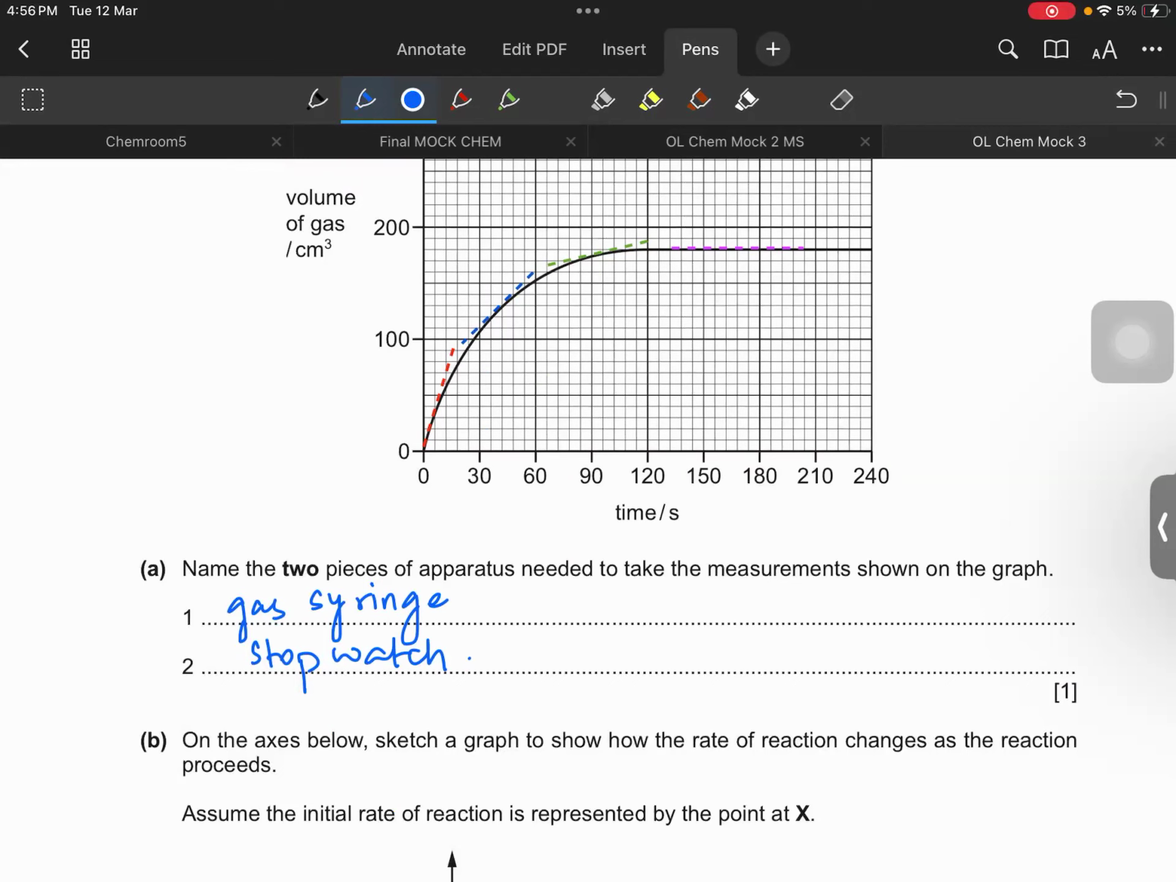Look, as the reaction goes on, the acid is used up. And when the acid is used up, its concentration decreases. But the other reactant will also be used up, right? Both will be used up, but in terms of concentration, the acid concentration decreases.